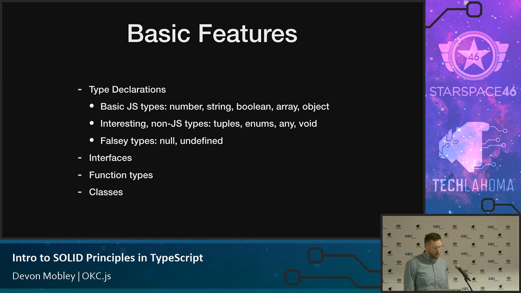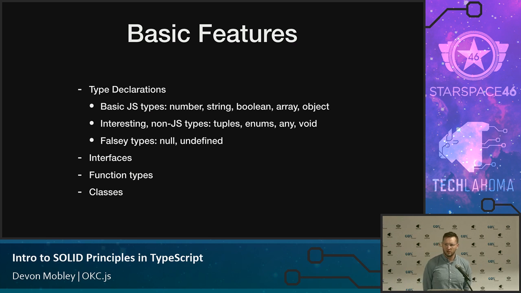Basic features of TypeScript: you can declare your variables in specific types, and I'll show you what the syntax of that looks like here in a moment. They have basic types like number, string, boolean, an array, and object. You have some non-typical JavaScript types like enums. You also can declare functions as returning void, which is no type at all, meaning it's bringing back nothing. Your falsy types.